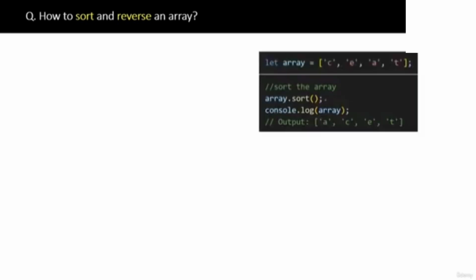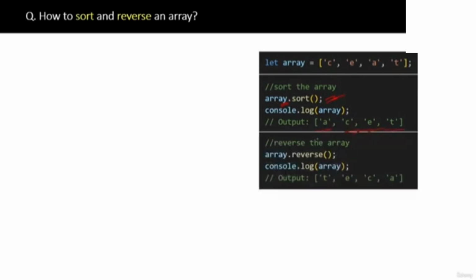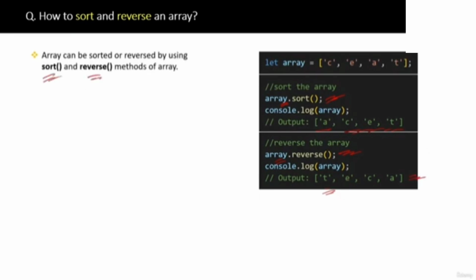Again, a very short question. How do you sort and reverse an array? If we have an array like this, then by using the sort method of an array, we can get the sorted array like this. And we can also reverse this array by using the reverse method like this. So this is the output, the array is reversed.